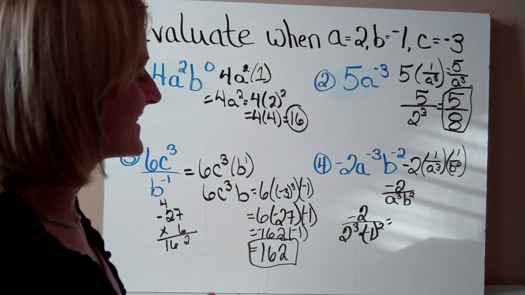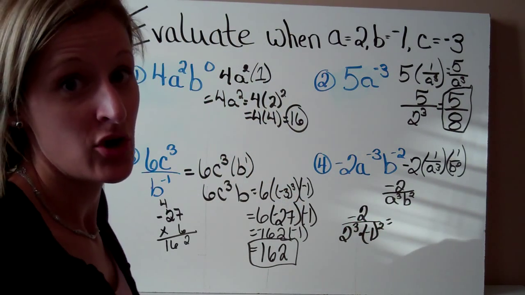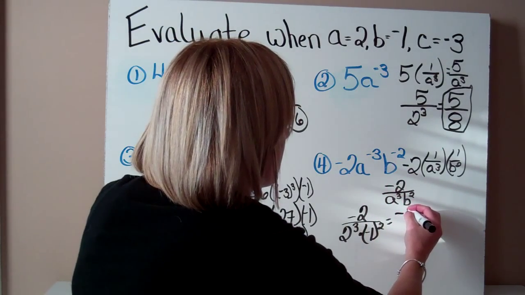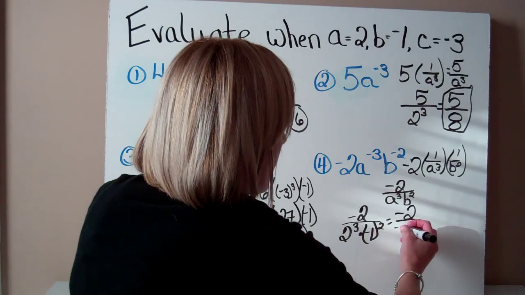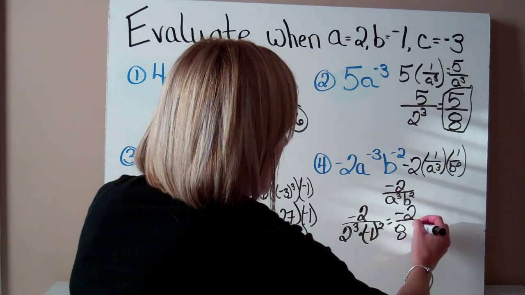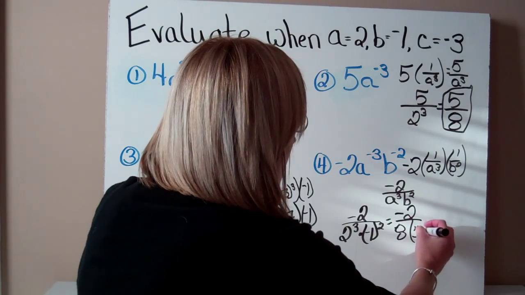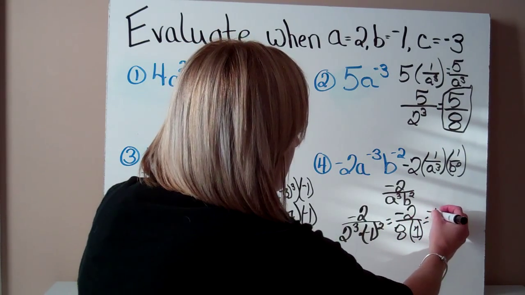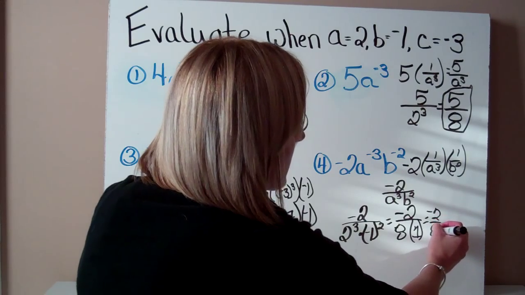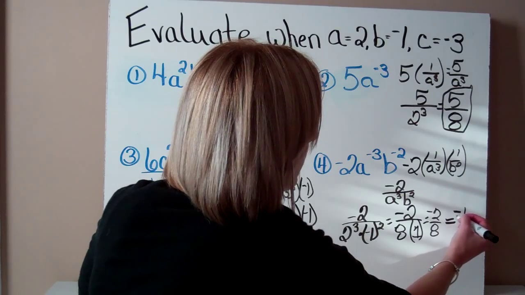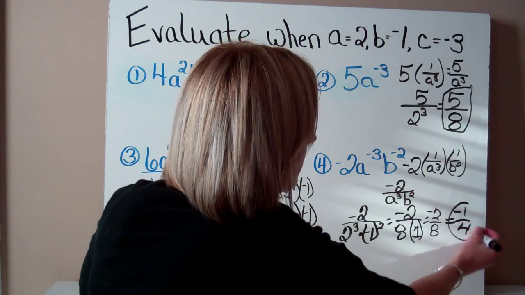Now 2 to the third power. 2 times 2 is 4 times 2 is 8. So I still have my negative 2 on top. I have my 8 on bottom. Negative 1 squared is 1. So basically I have negative 2 over 8. I need to simplify that. So I should get negative 1/4 as my answer.